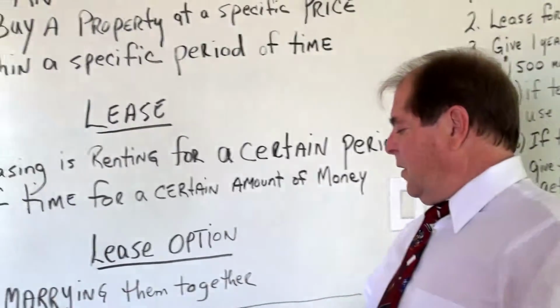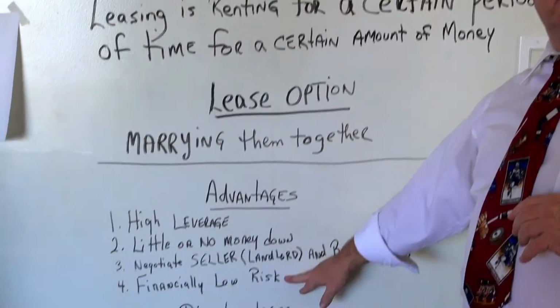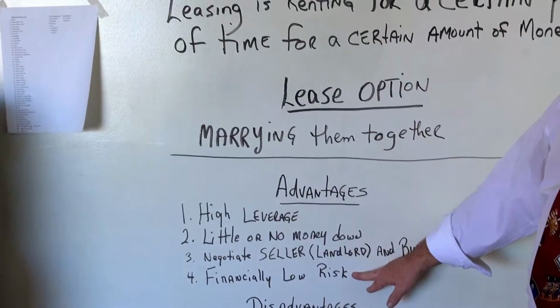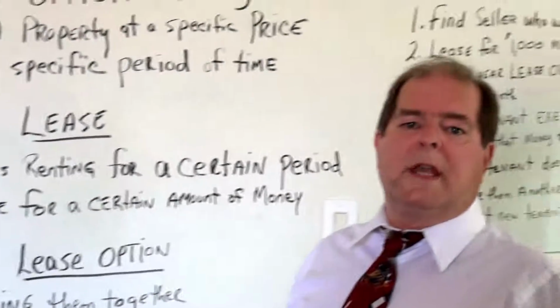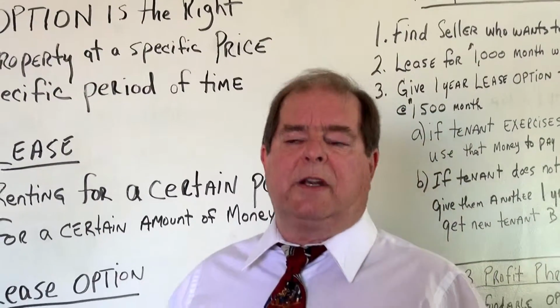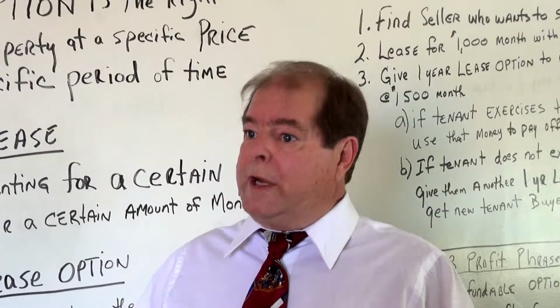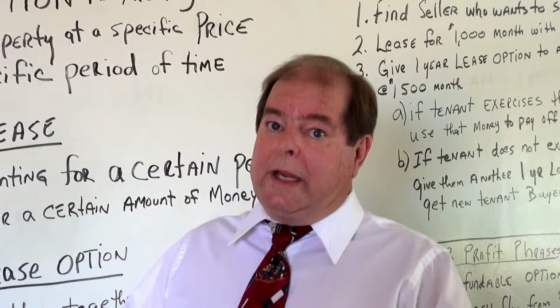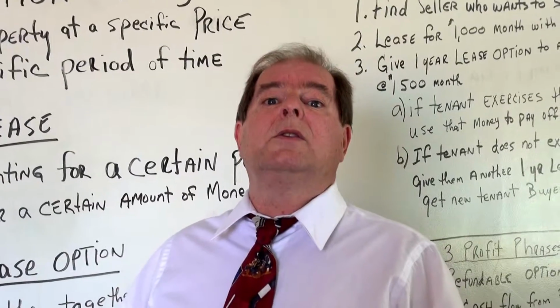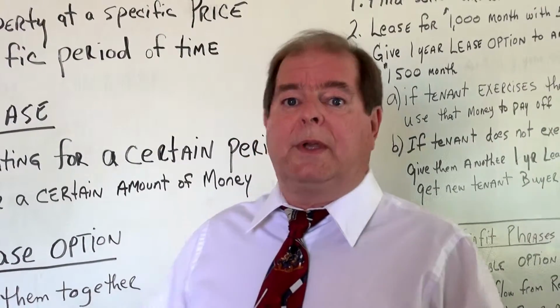Okay. Also, financially low risk. How is it financially low risk? Well, we're only putting up 1% of the money for the option consideration. So the most we can lose if we don't exercise our option, we do lose it, but the most we can lose is 1%. That's what we put up.